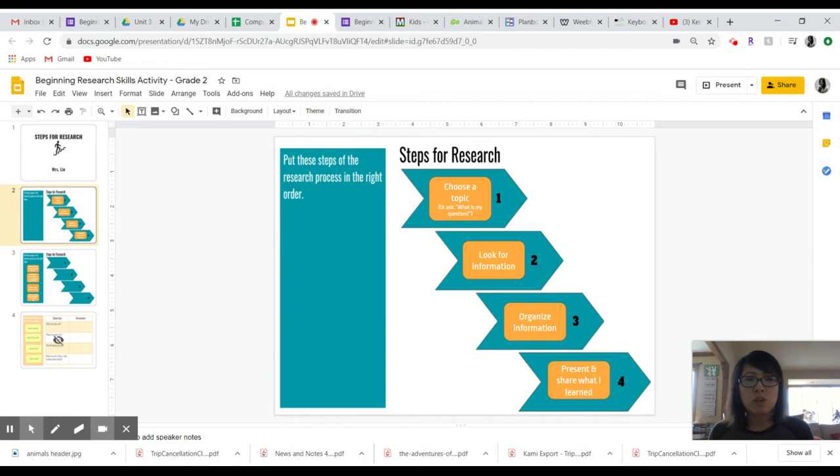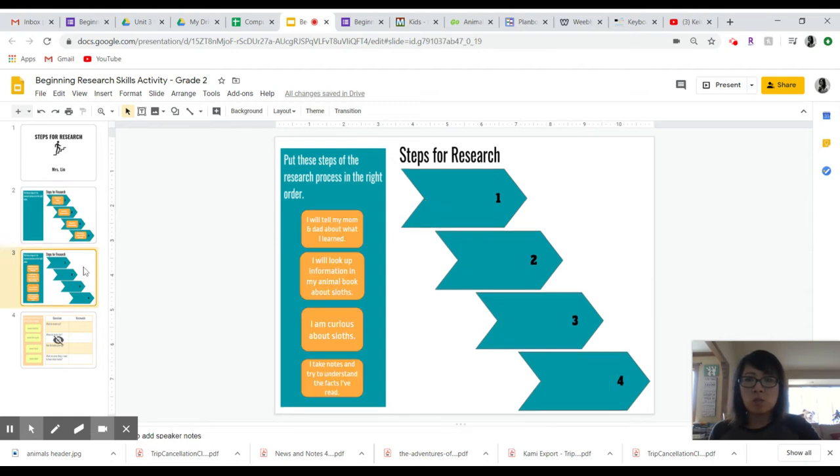Once you have chosen a topic that you're curious about and looked up information and understood that information, you don't want to keep that to yourself. You want to share that with people around you and maybe the world. So, those are the four basic steps of the research process. And let's try to now put that in a more practical scenario. So, in this scenario, the student is curious about sloths. So, they're doing a report or research project on sloths.